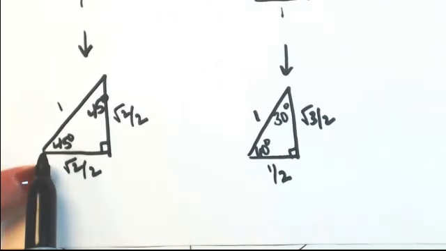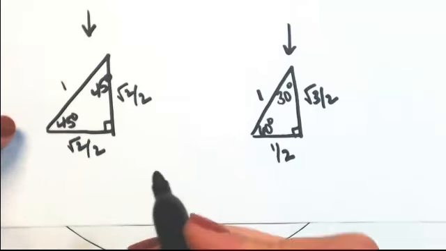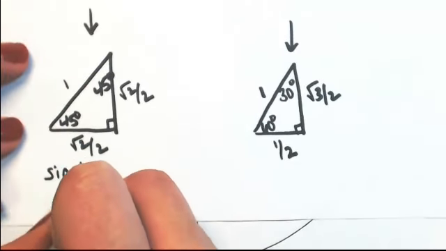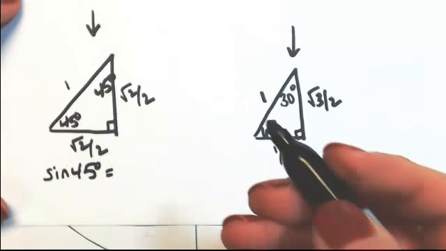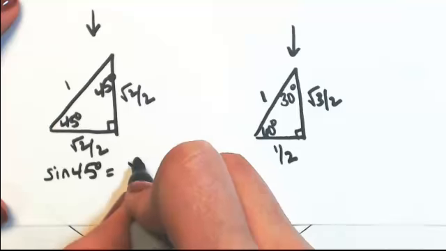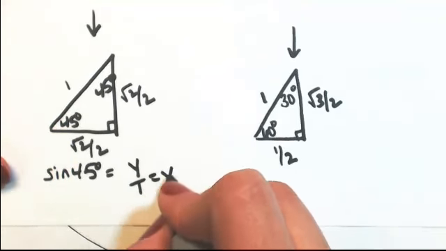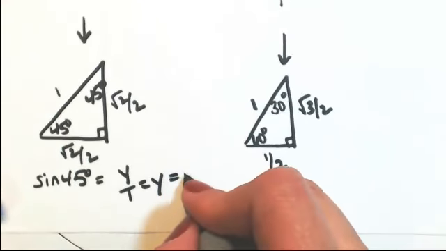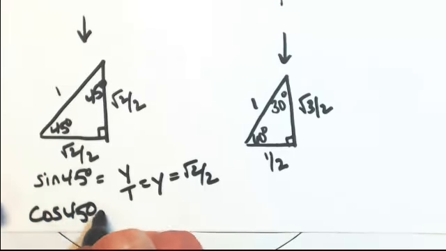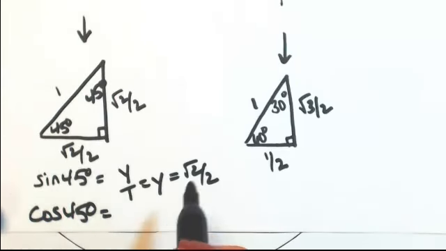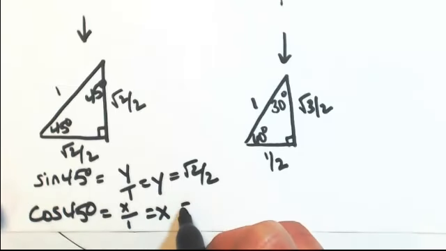So that means that the sine and cosine are related back to the x and the y values. The sine of 45 degrees was opposite over hypotenuse, so this is really just going to be the y coordinate divided by 1, or in other words, just y. Same thing with the cosine of 45 degrees. It's going to be the adjacent over hypotenuse, so that's going to be the x coordinate over 1, or just x.